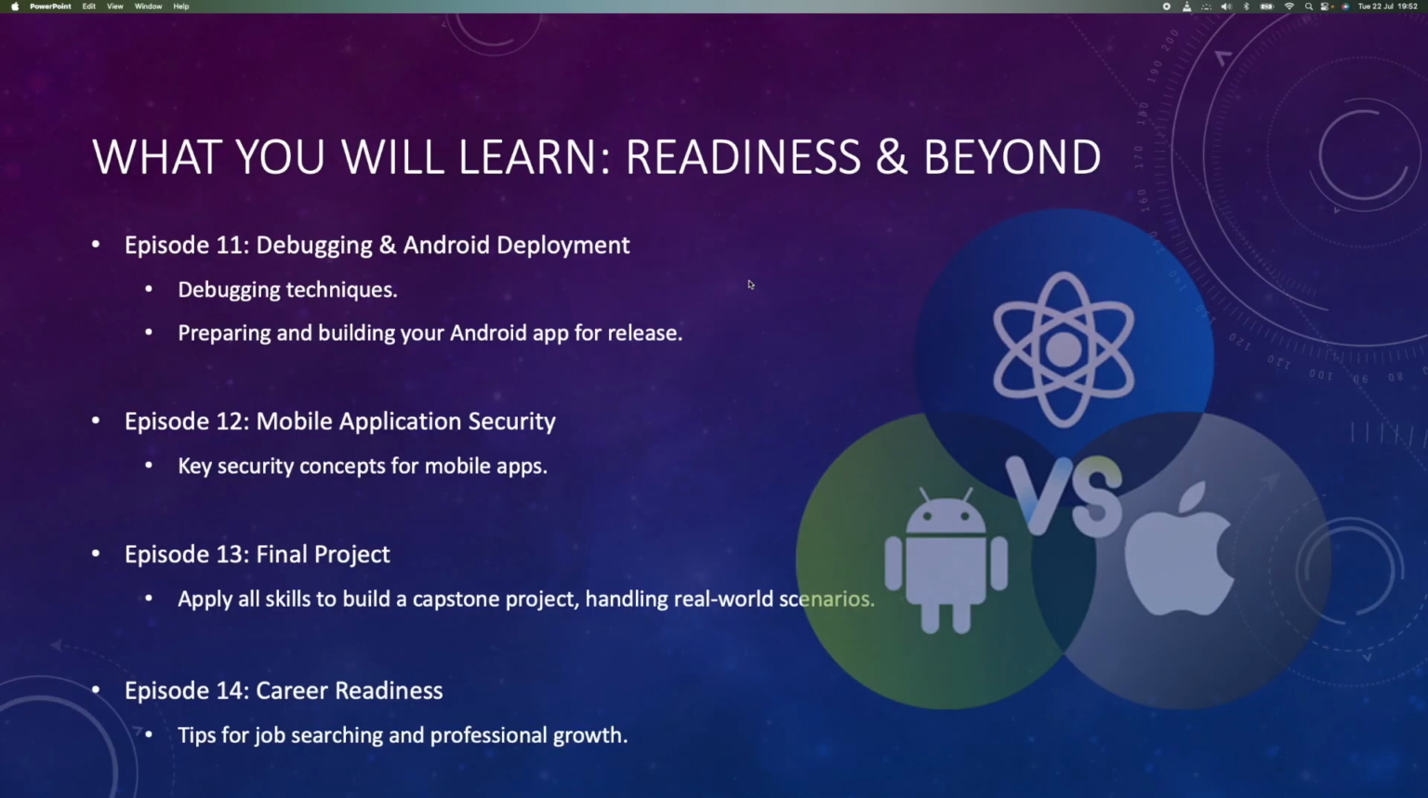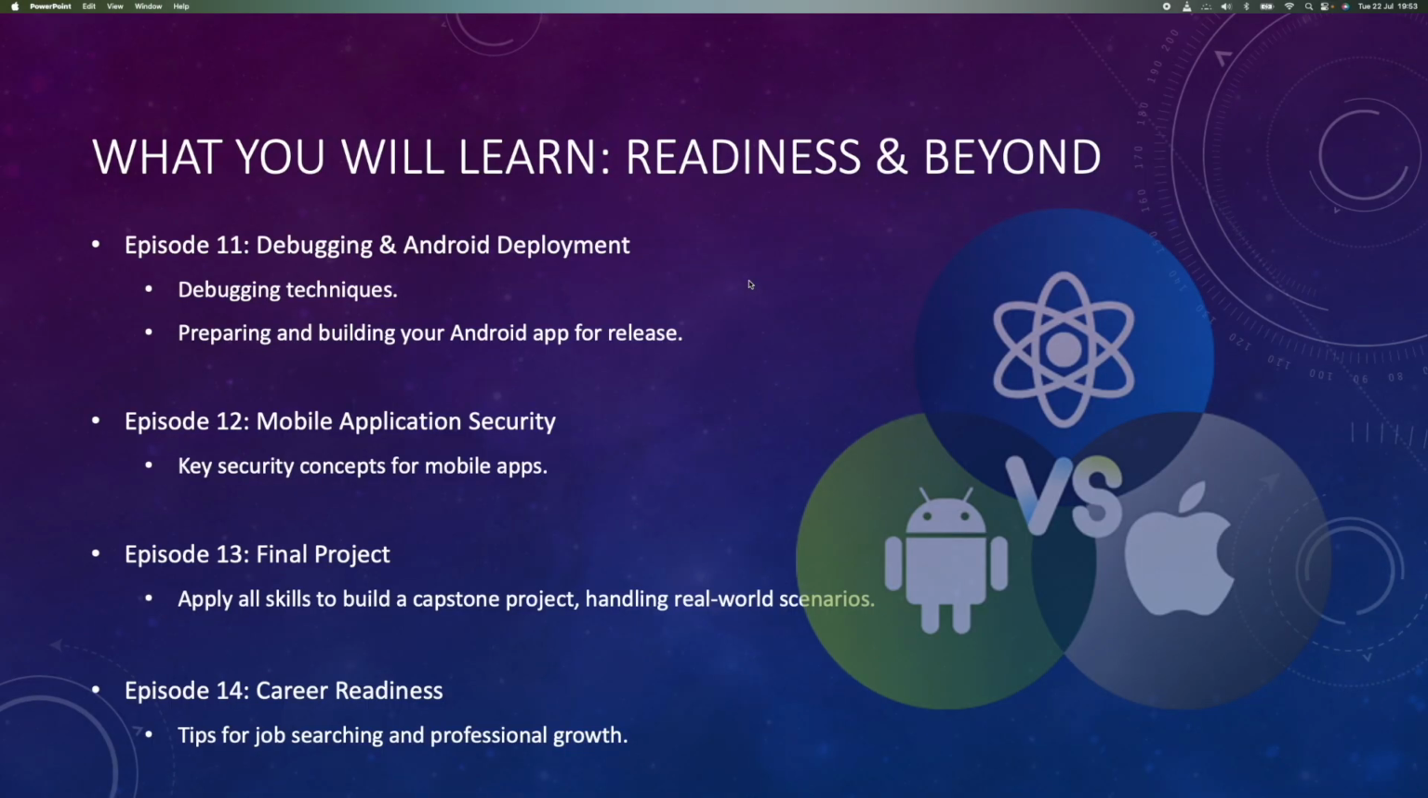In episode 11, you will be learning debugging and deployment of Android: debugging techniques, preparing your build, and how you deploy your Android application as a release. I'm not going to cover iOS deployment, since it needs a little bit of infrastructure. In episode 12, you will be learning mobile application security. Here I'll discuss key security concepts for mobile applications, how you implement and maintain security, why it is important, and many other related topics.